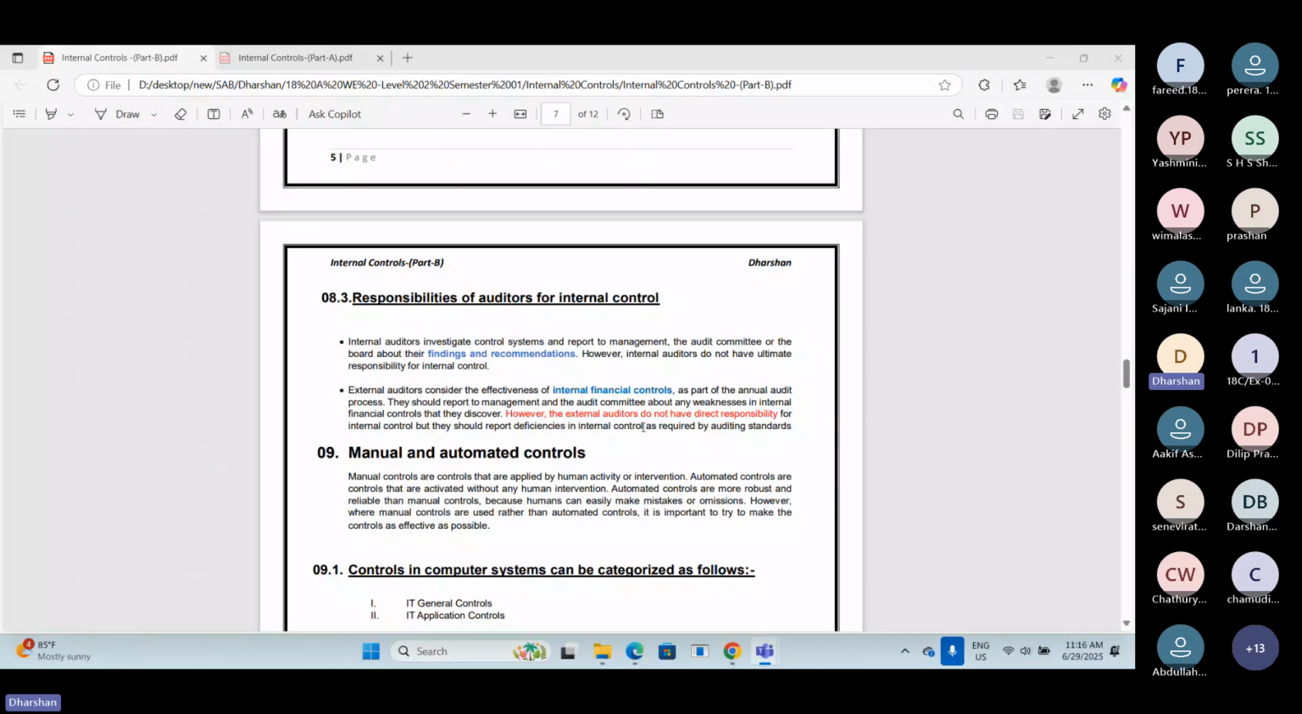After that, if they find any findings in relation to internal financial controls, those findings must be communicated to the audit committee or board or management with recommendations. This is required by auditing standards. Okay, this is enough for the time being. Further concepts we will discuss under fundamentals of audit and assurance.